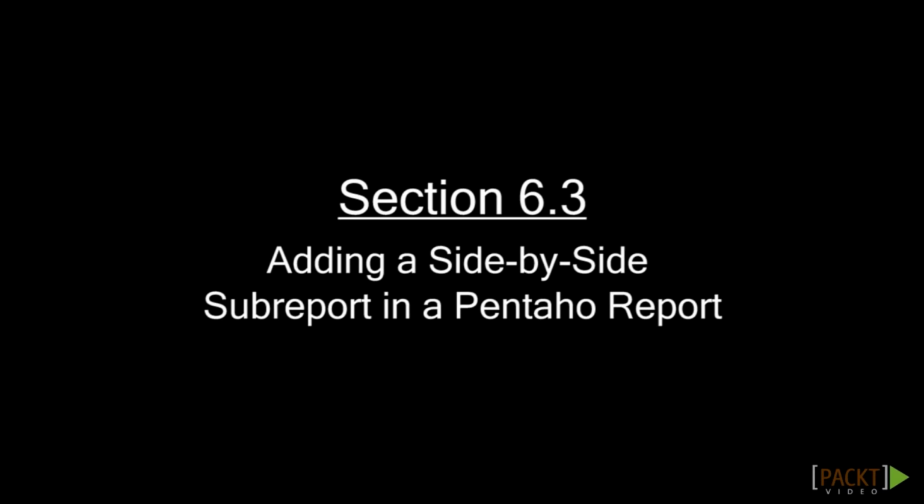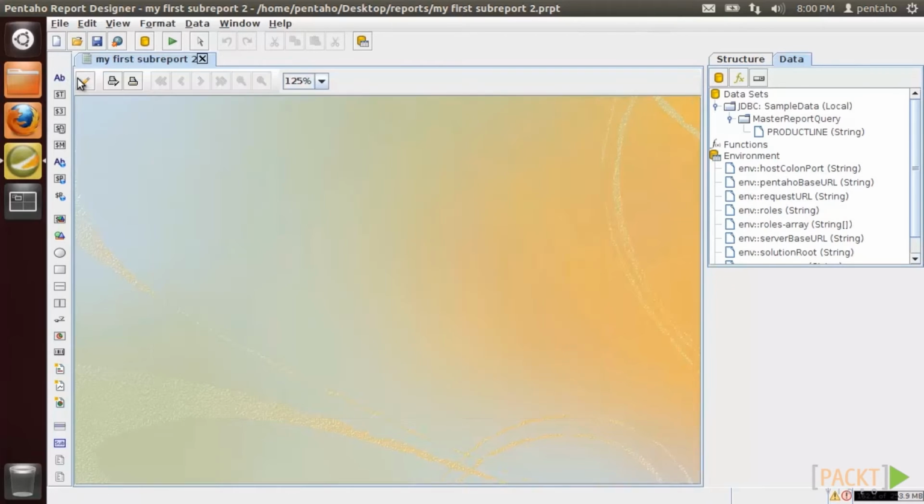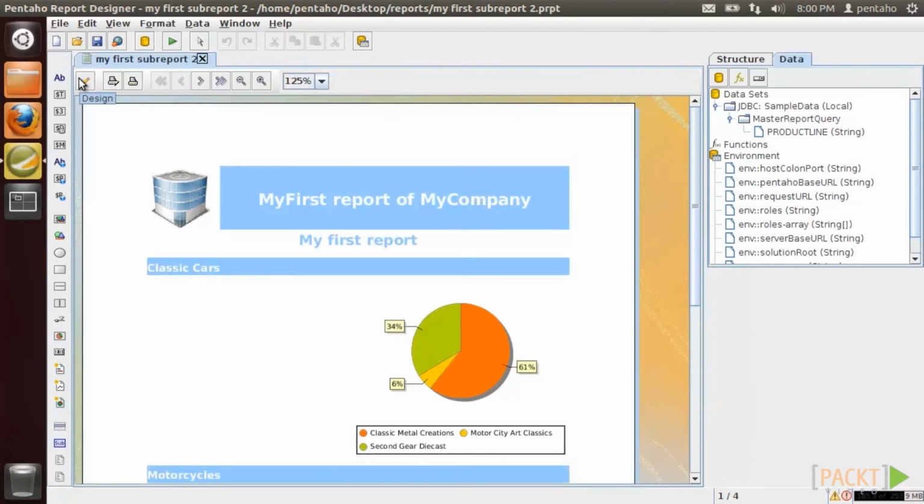In the previous tutorial, we saw how to customize and add a chart to a sub-report. In this video, we're going to see how to add a side-by-side sub-report in a Pentaho report. Another capability of sub-reports is being able to place 2 or more within a report band. We want to demonstrate this functionality by taking the charting example defined in the last tutorial.